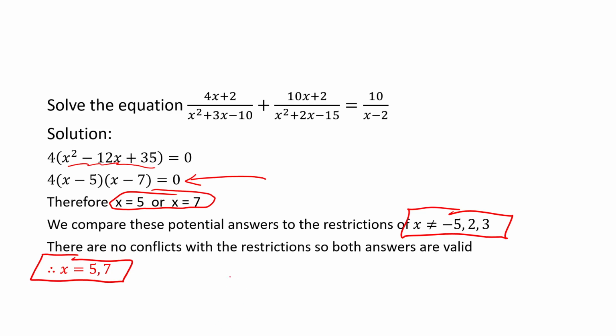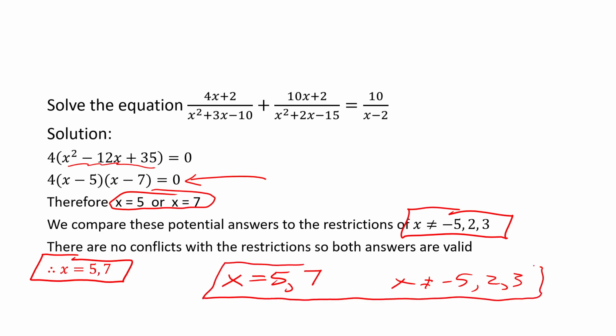Now, when you write this answer on a test, please don't do this. Please don't say x equals 5 or 7. X cannot equal negative 5 or 2 or 3. When you're asked a question and you're given an answer box, you're not asked for what x doesn't equal. You're asked for what x does equal. Just state what x equals. Don't include any of this other commentary. I will see that you did it earlier in the solution, so you don't have to put it in the answer box.